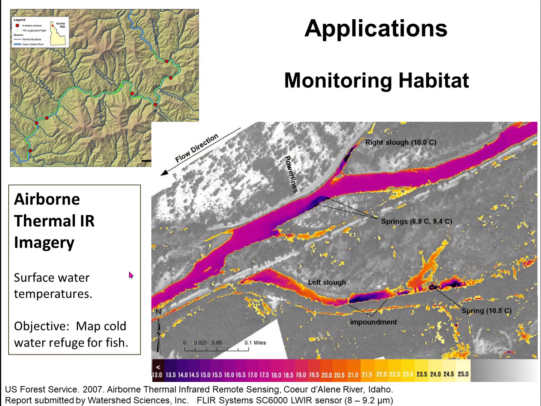Another application is monitoring habitat. In this case, we're using airborne thermal IR imagery, looking at surface water temperatures, with the objective being to map cold water refuge for fish. And so here we've got the thermometer. When it's cold, it's dark purples. When it's warm, it's yellow, and you can see these cold water refuge. And so if you're doing development here, you don't want to mess with these. And so this is in alignment with the latest ESG initiatives to look at the environment before you start doing your development.